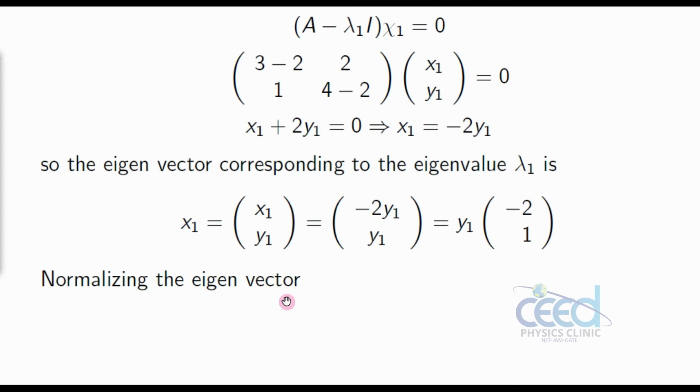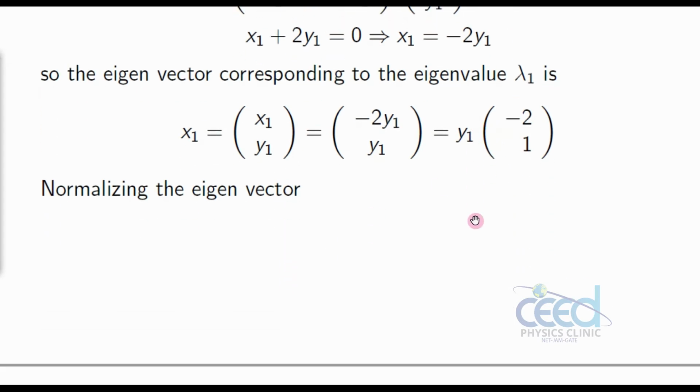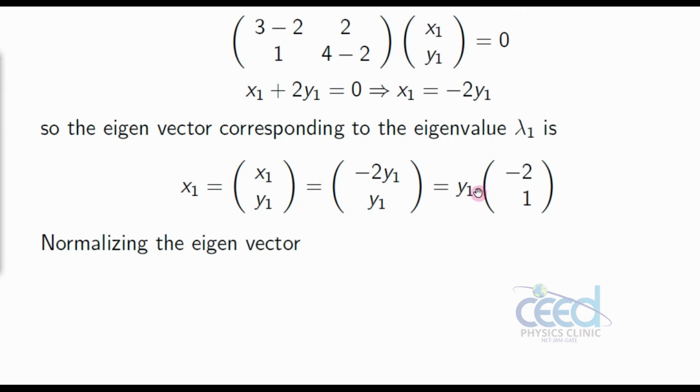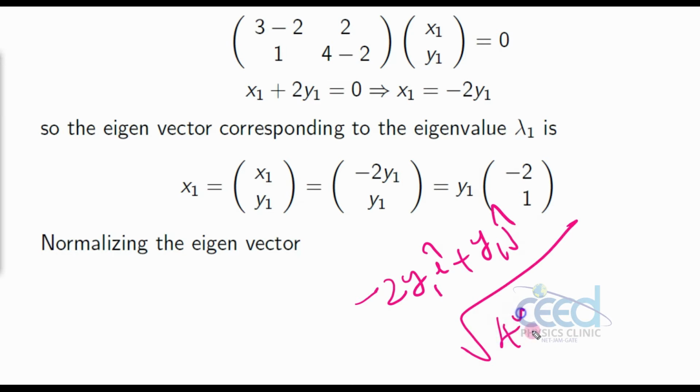Okay, so I have to normalize this. So how can we normalize? I can divide with its magnitude. Generally, what is the magnitude of this vector? I already told you a vector we can represent as a column matrix. If you imagine this is a vector 2 y1 i cap plus y1 j cap, then what is its magnitude? That is 4 y1 square plus y1 square, that is root 5 y1.